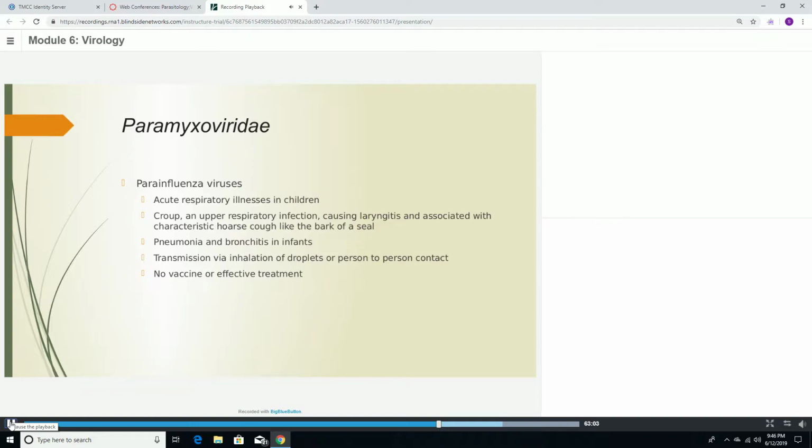So the parainfluenza virus is an acute respiratory illness in children. It causes croup, or an upper respiratory infection, causing laryngitis and associated with a hoarse cough like the bark of a seal. It causes pneumonia and bronchitis in infants. Transmission is via inhalation of droplets or person-to-person contact. There is no vaccine or effective treatment.